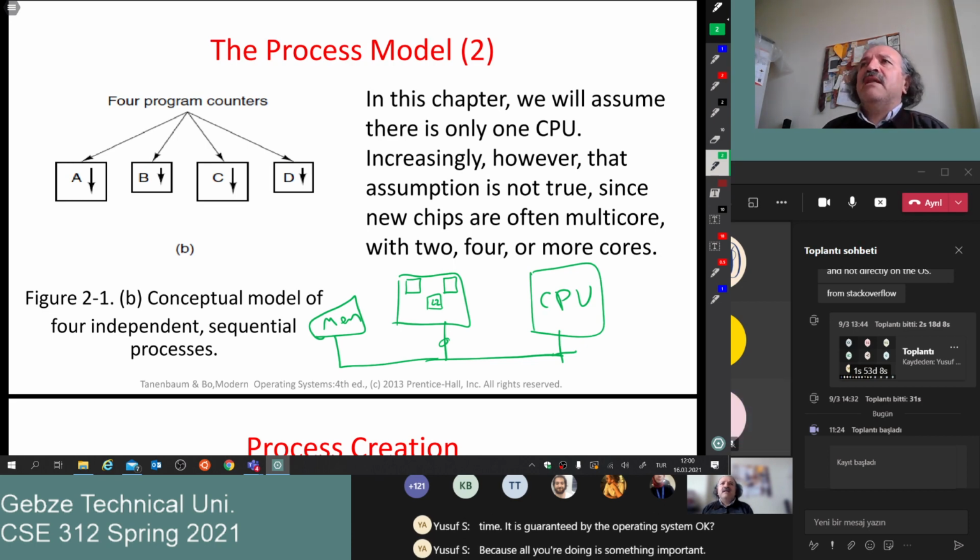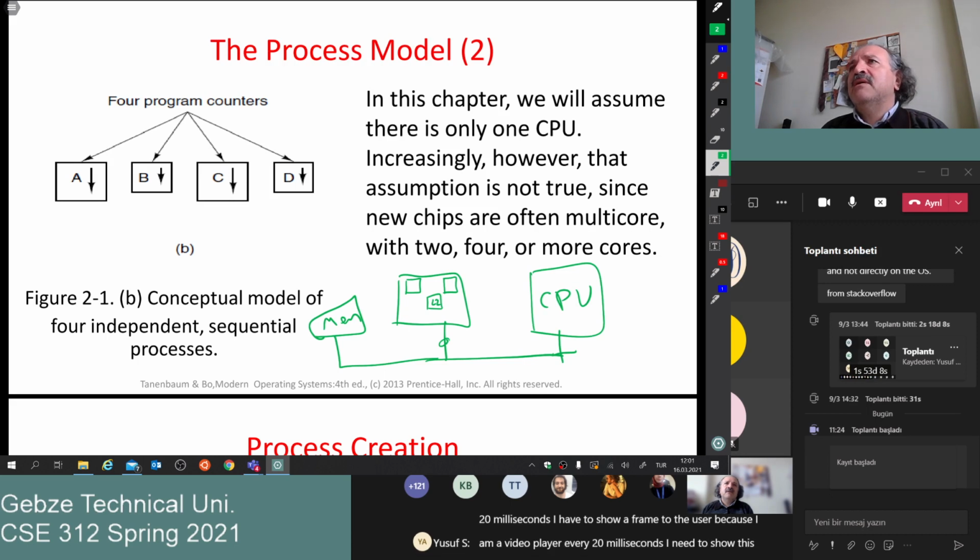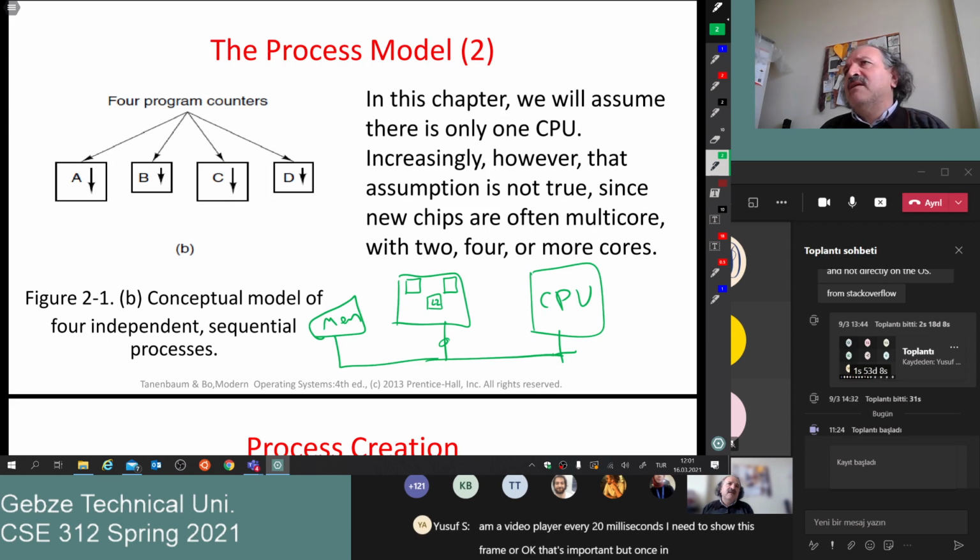But if you are doing semi-important stuff, like every 20 milliseconds I have to show a frame to the user because I am a video player, every 20 milliseconds I need to show this frame. That's important. But once in a while, it is okay if I don't show it. So the user will see some kind of flickering. That's it. That can be tolerated.